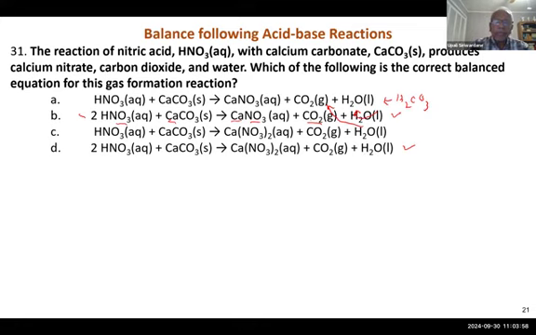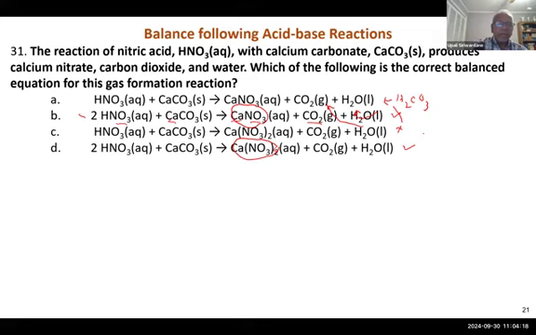This is not true. Why? This formula is not correct. Do you see that calcium nitrate is this one? Now this is the correct answer. This is not the... D is the correct answer.